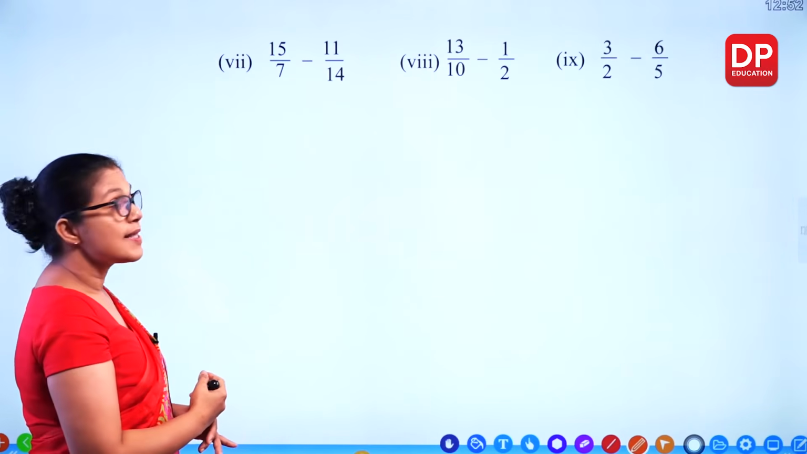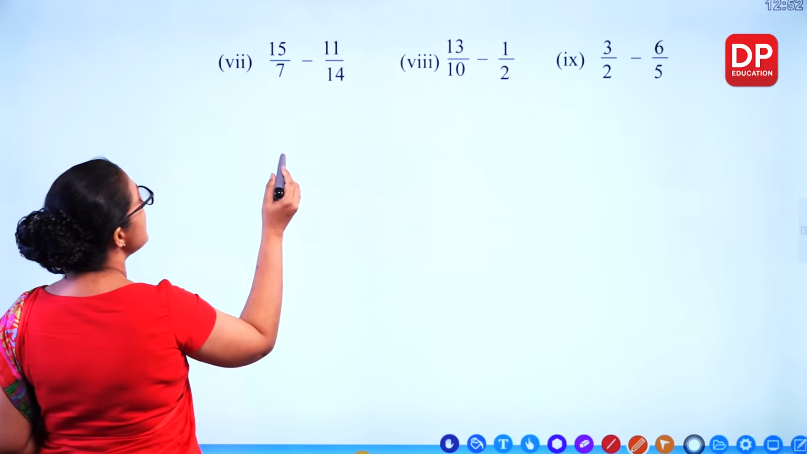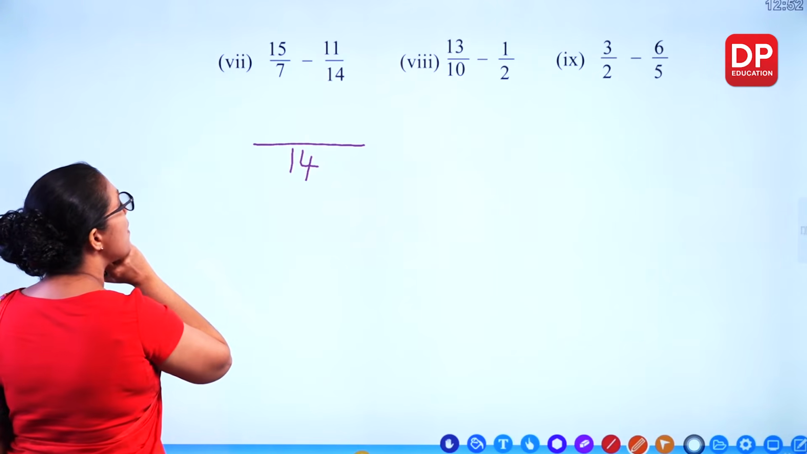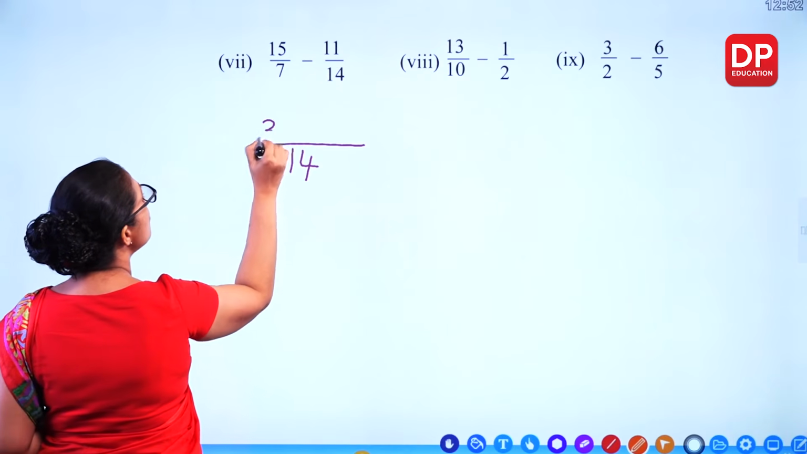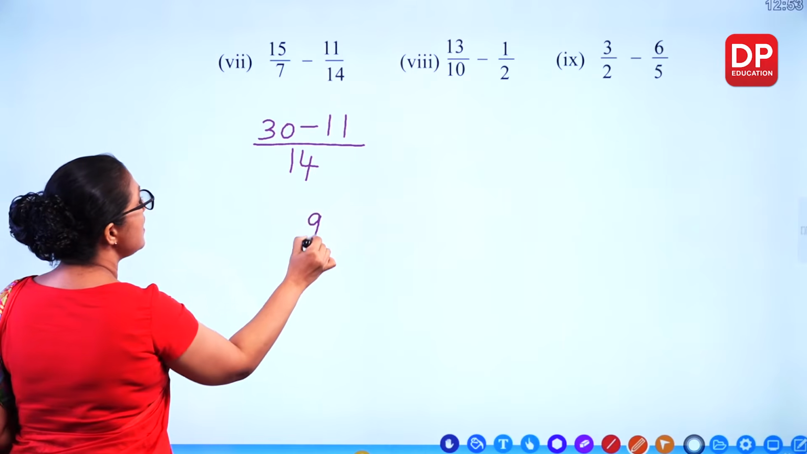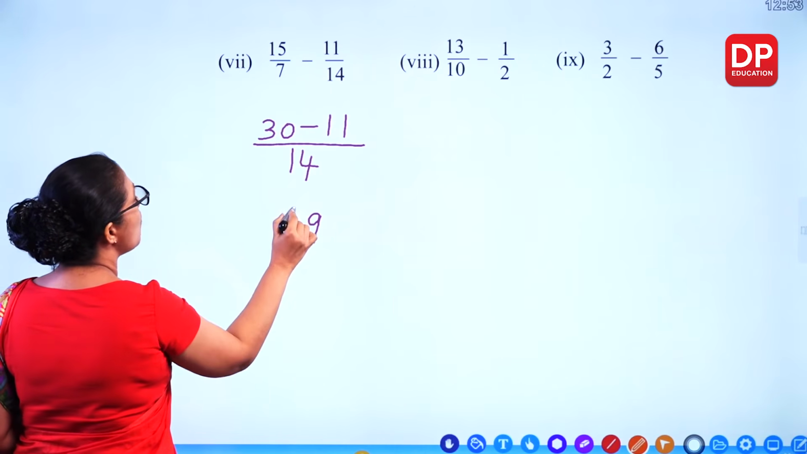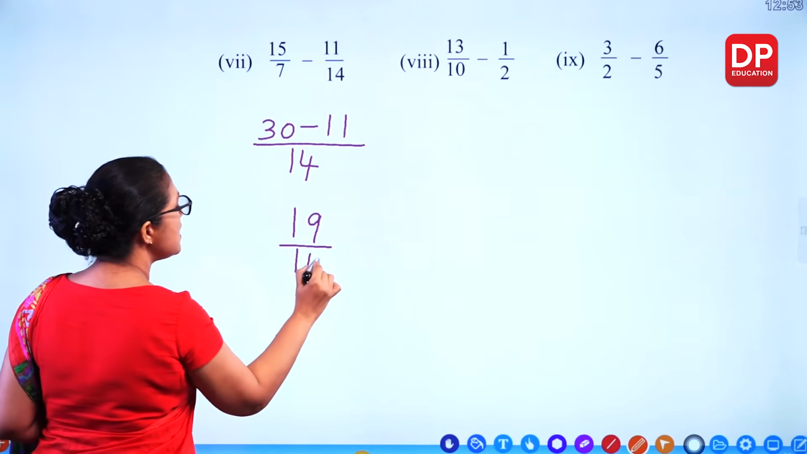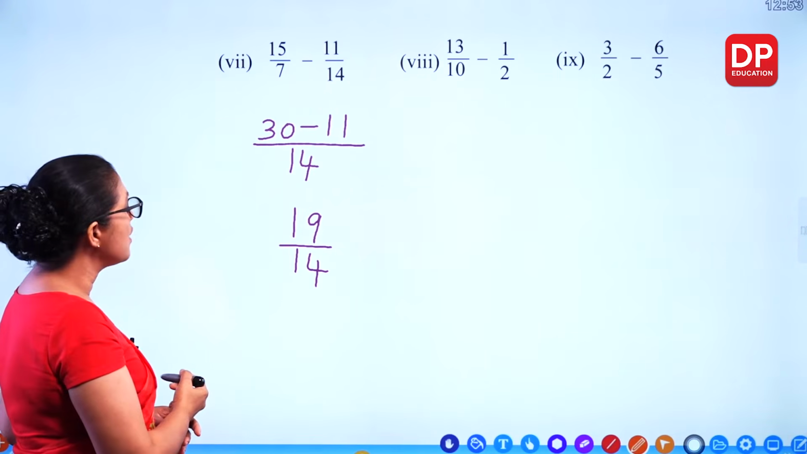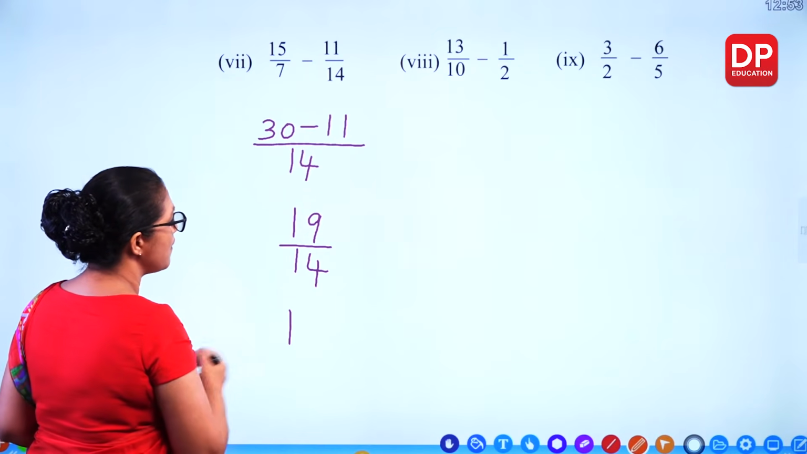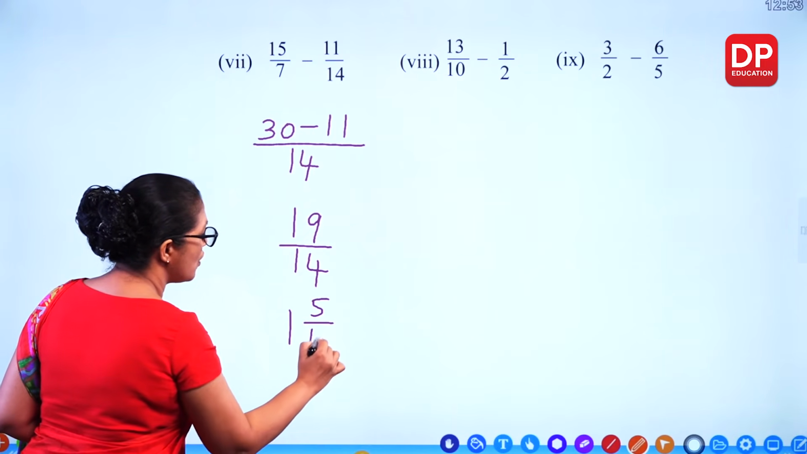Now the denominators are different. So 7 and 14. 14 is the common denominator. That means multiply by 2. 15 times 2, you get 30 minus 11. So you get 19 over 14. 19 over 14 is an improper fraction. Convert to a mixed number. 1 full part and 5 is remaining. 1 and 5 out of 14.